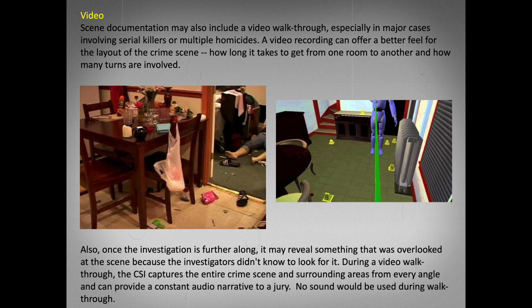Someone might actually find something on a video that was missed during the normal walkthrough, and you could potentially rewind the video, zoom in on that thing and say, wait a second, we didn't notice this. And during the video, it showed up. So ultimately, video can provide that extra set of eyes for something you may have missed while working that scene.